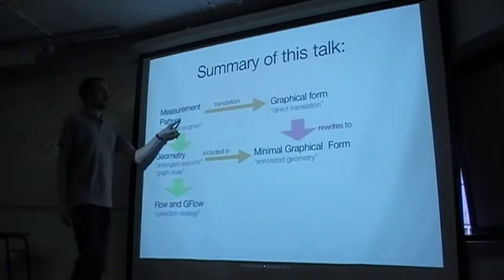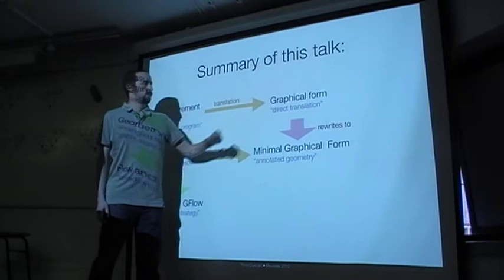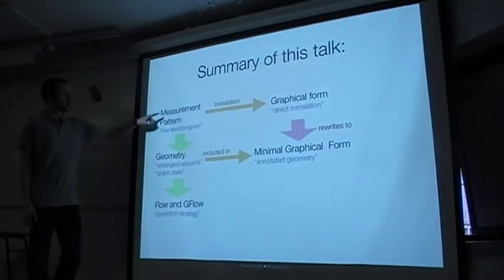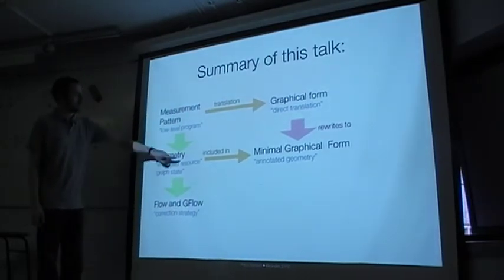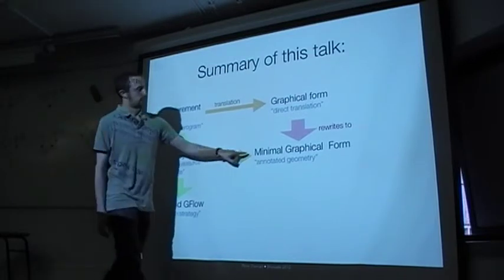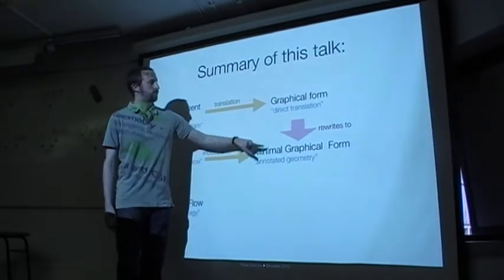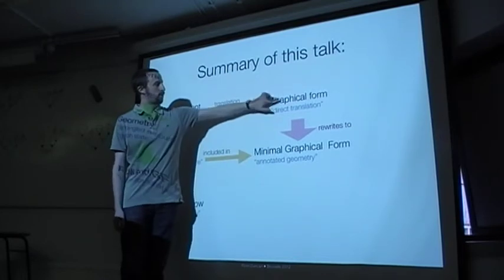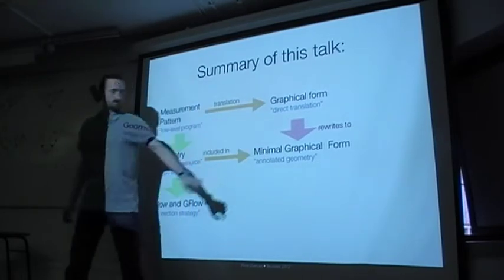I already showed you this translation, measurement pattern into ZX calculus. But you can also go a more roundabout route, starting from the geometry and having the geometry annotated with measurements, which will be simpler than this. But there will always be a rewriting relation between these two things.